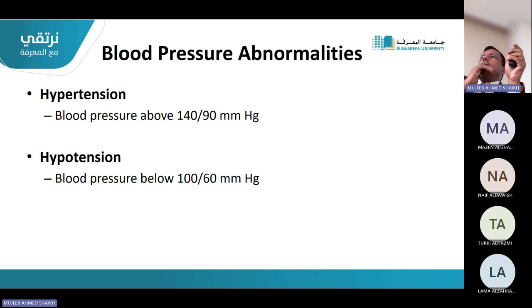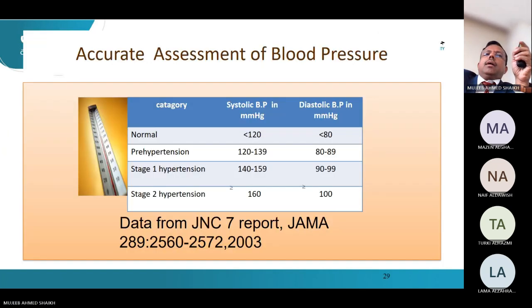So hypertension means your systolic may be more than 140 or your diastolic may be more than 90. Similarly, if the blood pressure is less than normal: systolic of 100 is normal, and if it is less than 100 systolic, it is hypotension. Similarly, the diastolic lower level is 60. If it is less than 60, it is hypotension. So if the blood pressure is not regulated properly, it can land in hypertension or hypotension.